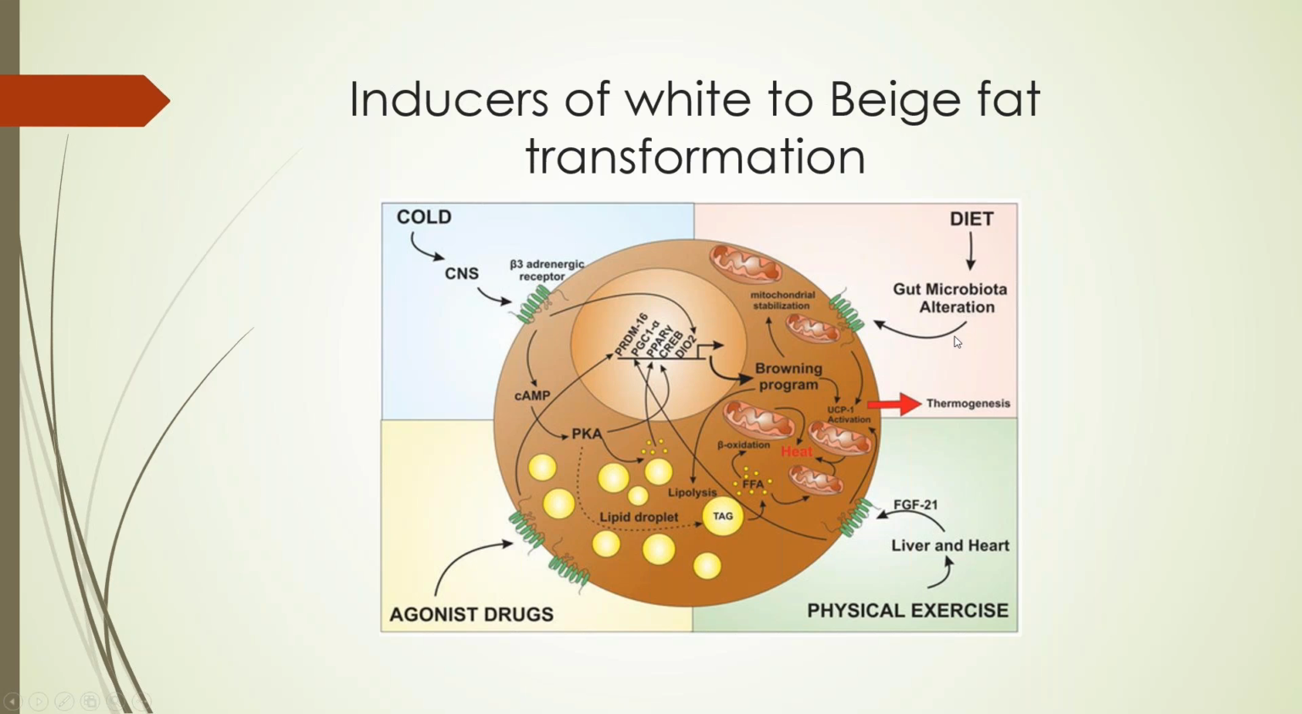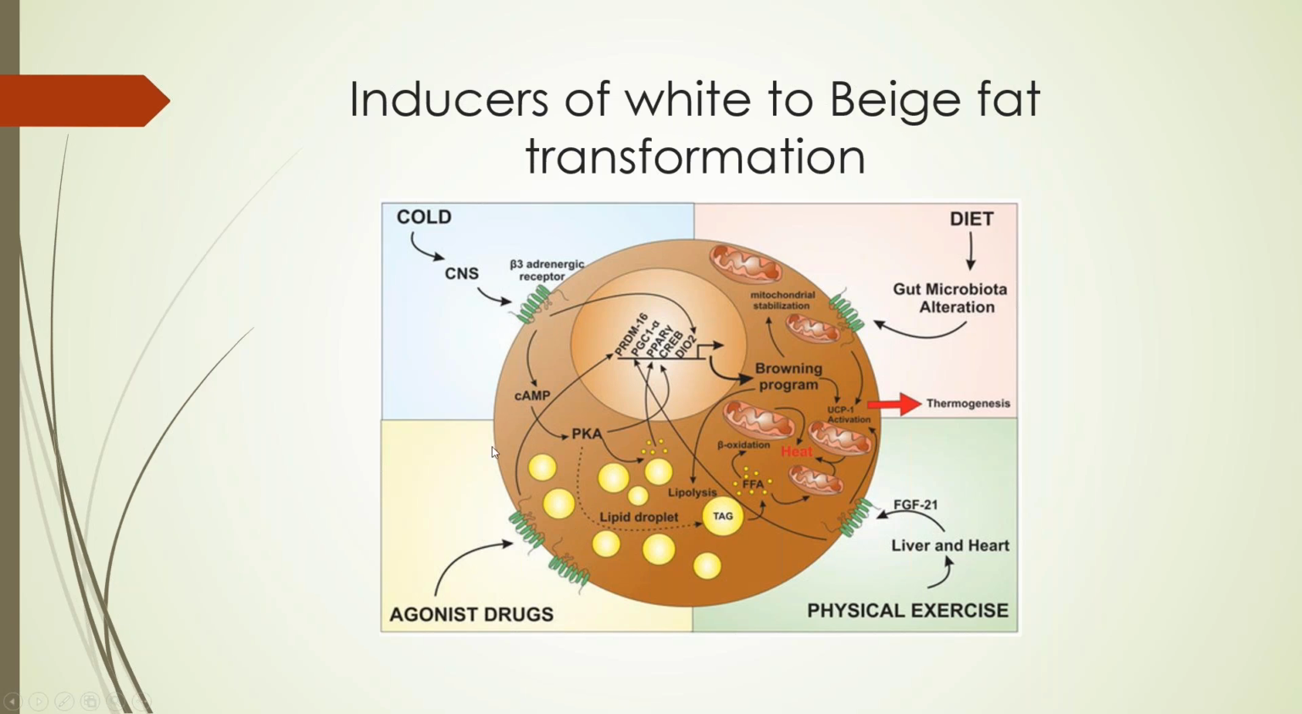Then diet and gut microbiome alteration is also thought to affect brown fat activity, and actually some bile acids affected by gut microbiomes are thought to activate this beiging process, or transformation from white to brown. Then physical exercise is another stimulus which has been shown in animals to increase the production of the hormone FGF21, which acts on the white adipocytes to convert them into a brown-like phenotype.